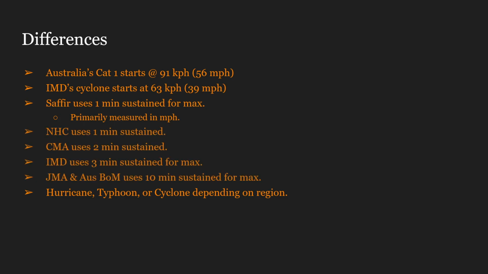Note again that the Saffir uses 1 minute sustained and is the only one primarily measured in miles per hour, and therefore the National Hurricane Center uses 1 minute. Again, the CMA and HKO use 2-minute sustained wind speeds, primarily, although they also do record 1 and 10-minute as far as I know. Like I mentioned earlier, the IMD uses 3-minute sustained wind speeds for their maximum, and Australia and the JMA use 10-minute sustained wind speeds for their maximum strength of a storm.